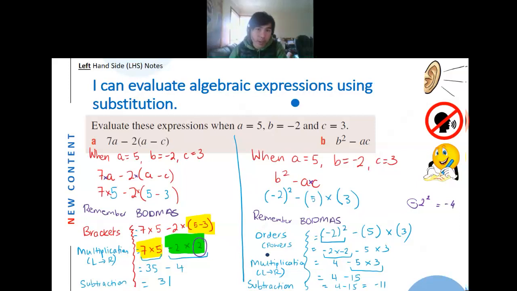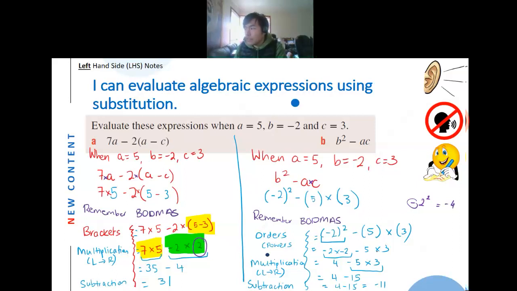Now remember, when you square something, that means that you're multiplying that number by itself. So here we would have negative 2 times negative 2. Okay. And then we would just write minus 5 times 3. We're not doing anything to that for now. So next, because we've got multiplication, we would do it from left to right. Okay. So negative 2 times negative 2. Remember, when you have a negative times a negative, two negatives make a positive, right? And then 2 times 2 is 4. So that's how we get positive 4.